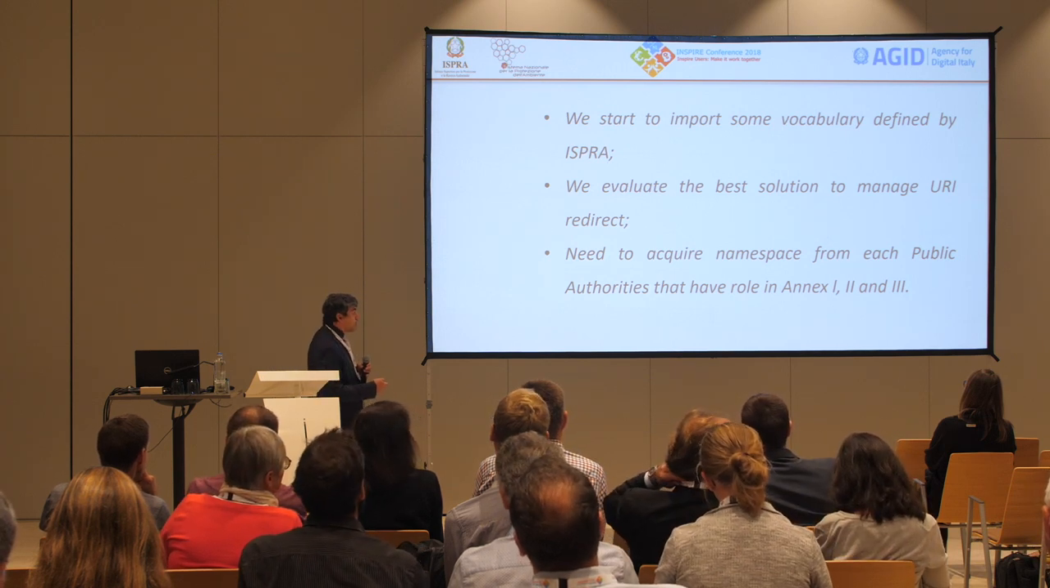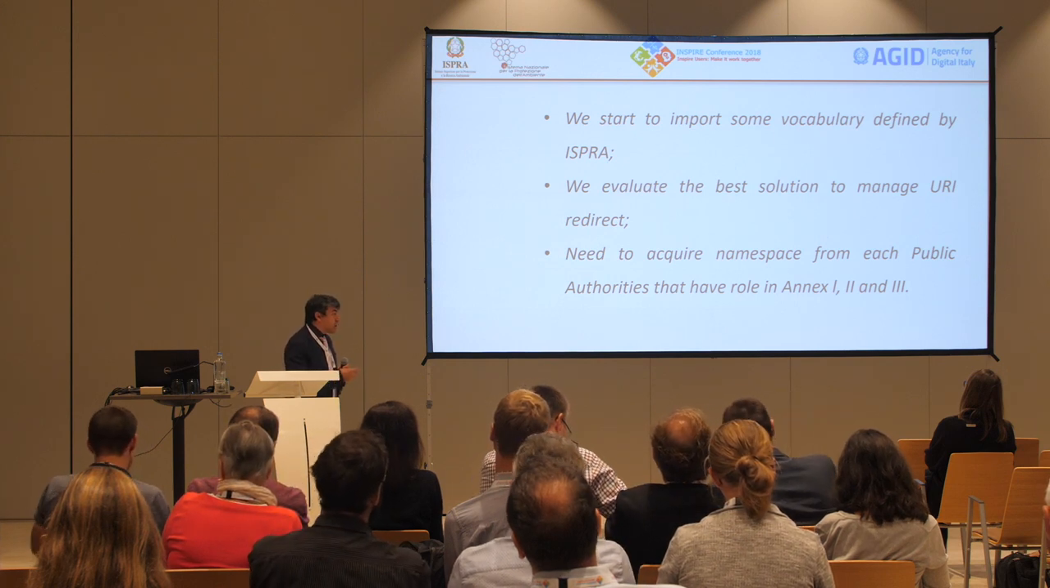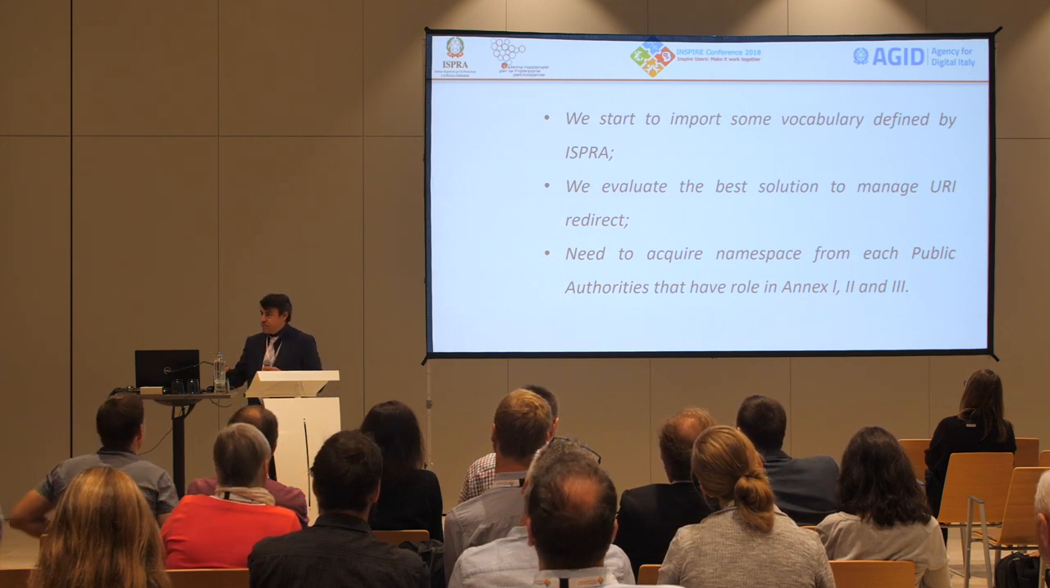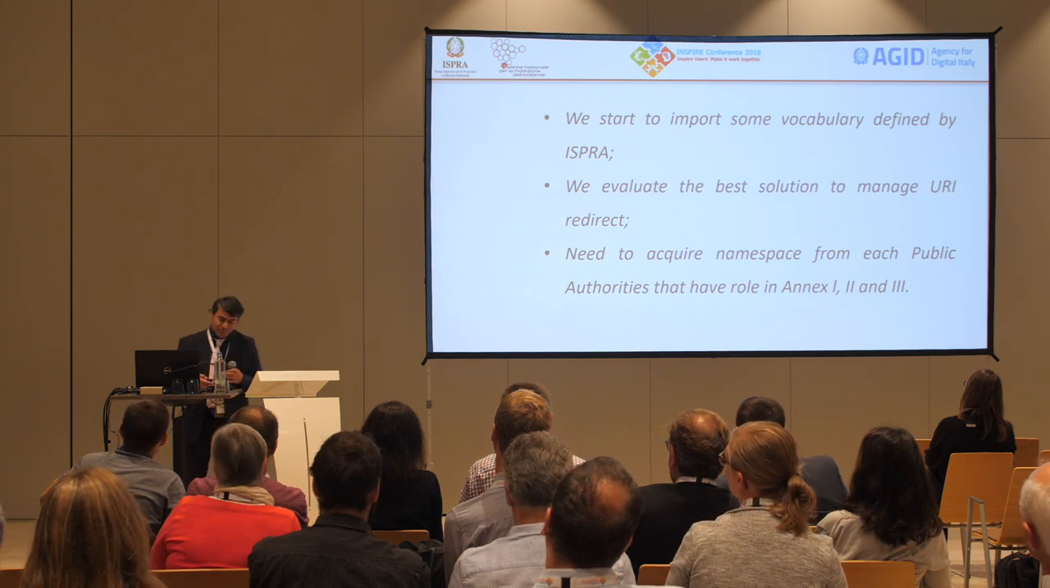And then we need to acquire all the namespaces coming from all the public administrations that have a role in Annex 1, 2, or 3. And in this way, yes, we have already mapped each administration with themes. Thank you.